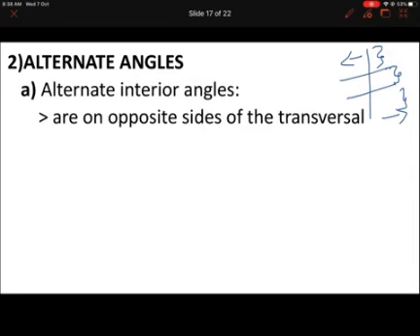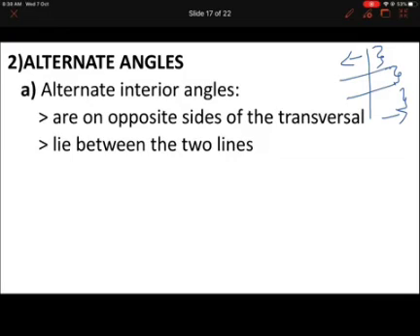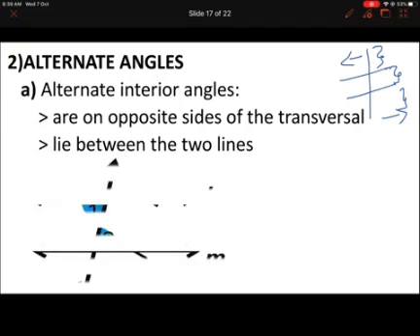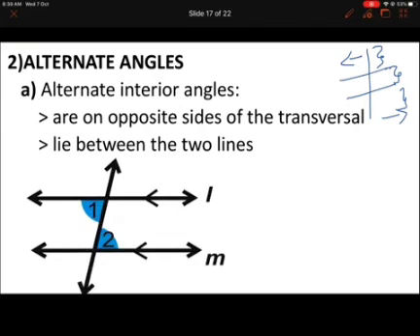Alternate interior angles are on opposite sides of the transversal and they lie between the 2 lines because they are interior, but they will lie on either side of the transversal children, unlike corresponding angles. So you can see here, one is on one side of the transversal, the other one is on the other side, opposite sides, but they are interior. So there is 1 and 1. Can you identify the other pair of alternate interior angles? Yes, that is this and this.